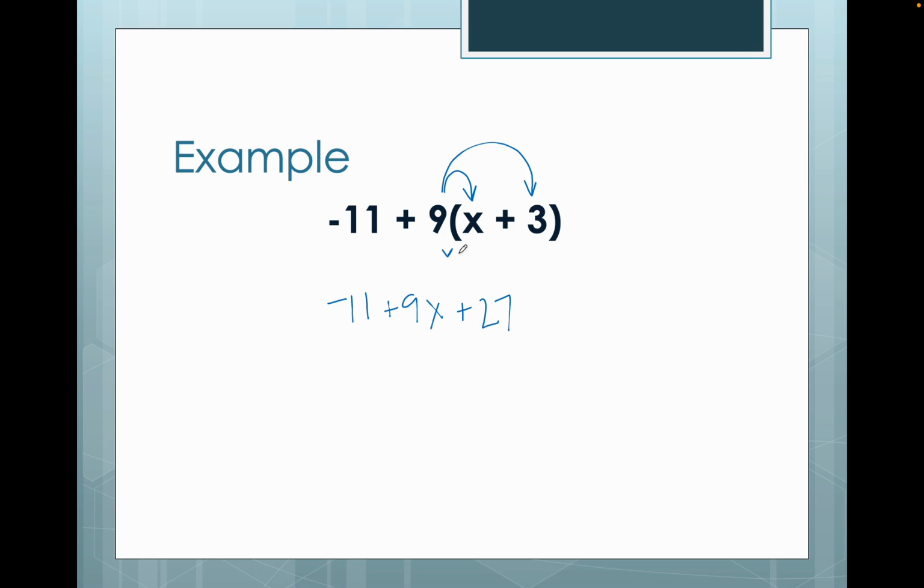When you distribute, the parentheses now are gone, and we have an expression that we can simplify by combining like terms, which here we have negative 11 and plus 27, which simplifies to a positive 16 plus 9x.